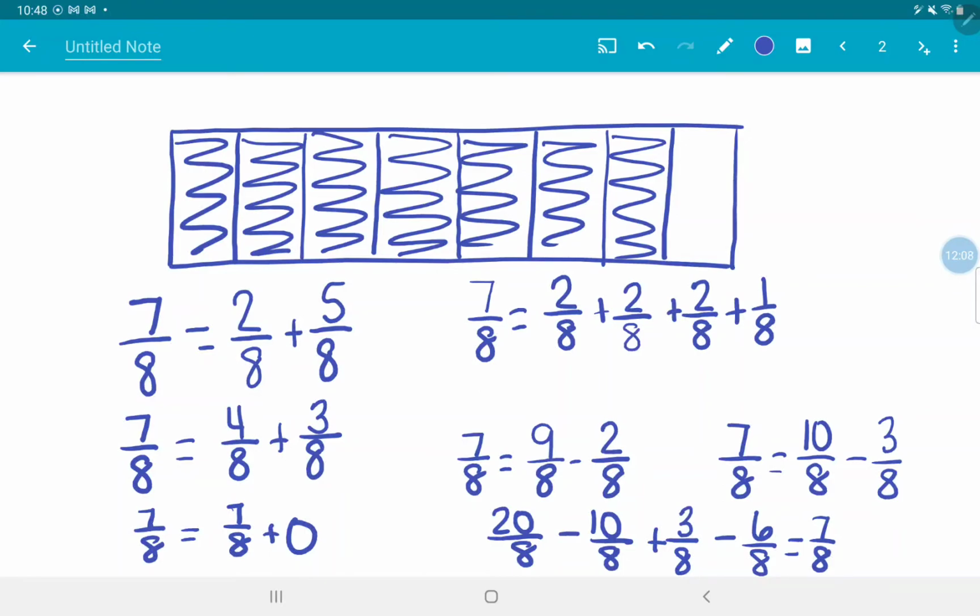All right. Give us one more, Justice. You could do 8/8 minus 1/8 equals 7/8. You're correct. Hey, I think this was Owen's. Owen said 2/8 plus 2/8. No, that wasn't mine. That was yours, Dylan. Sorry. 2/8 plus 2/8 plus 2/8 plus 1/8 is equal to 7/8.